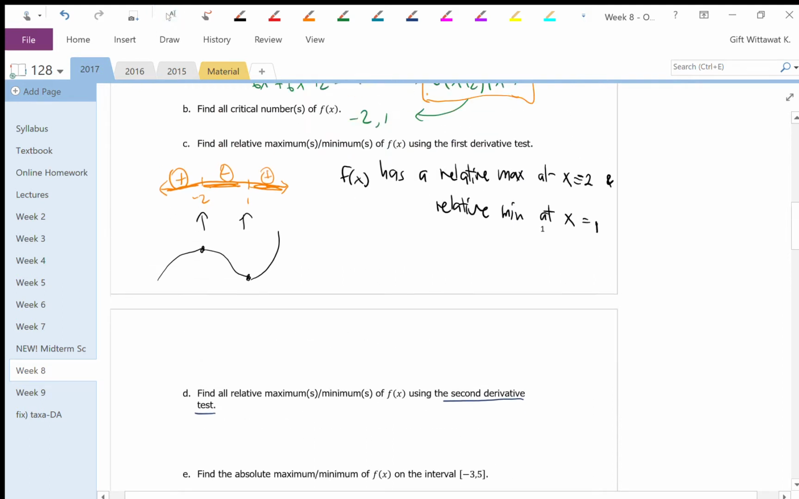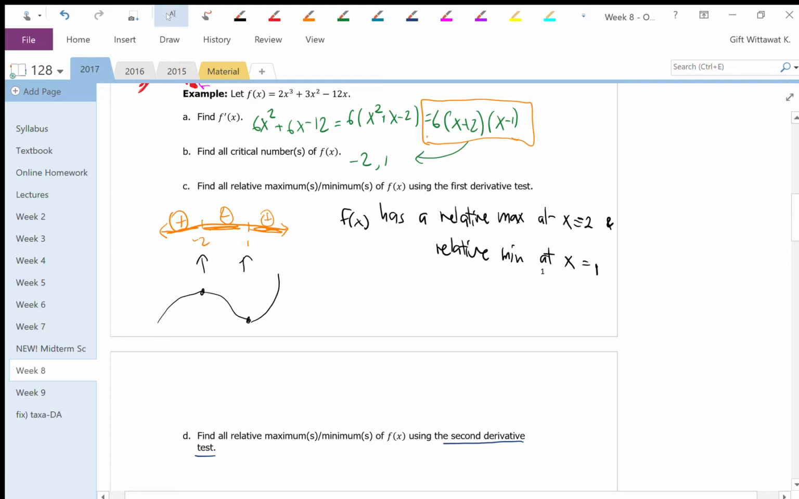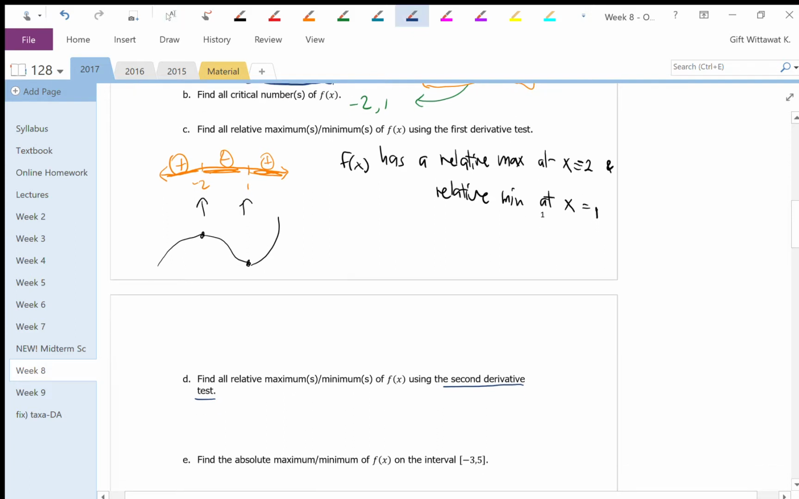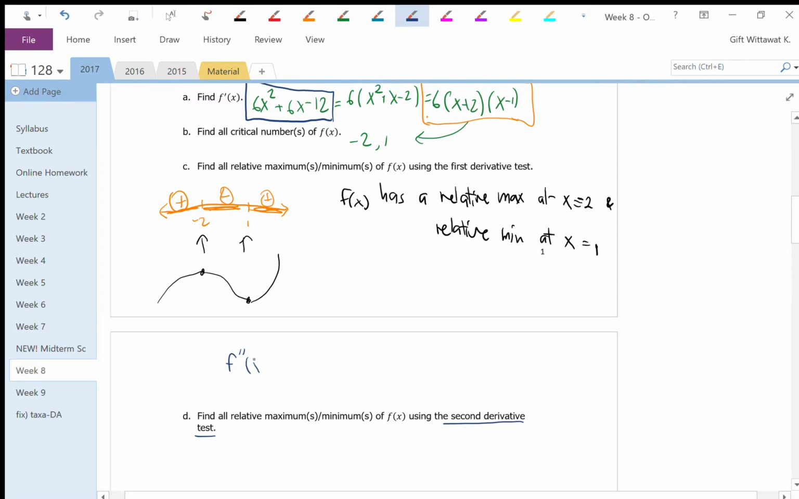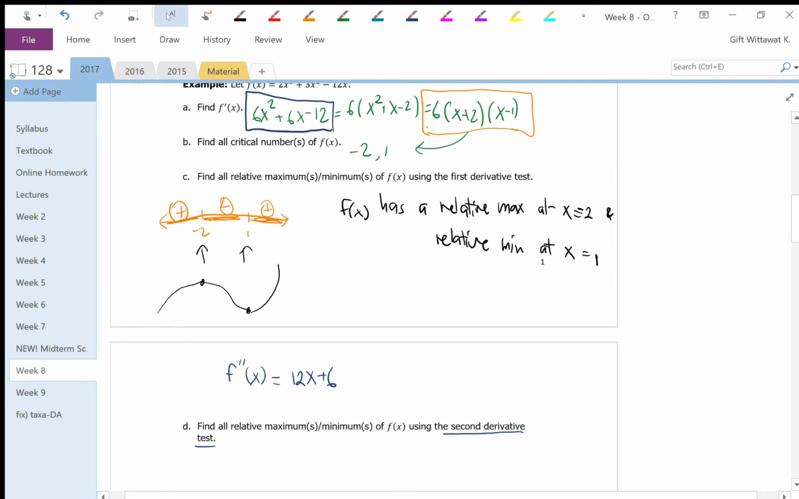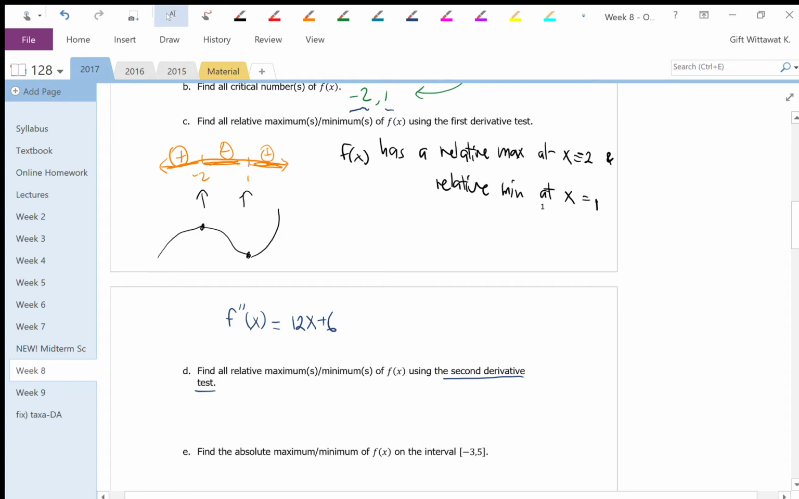So let me try that. We have already found the first derivative, which is 6x squared plus 6x minus 12. So the second derivative should be pretty easy to find. The second derivative is just 12x plus 6. So that's pretty simple. So I need to use the test when x equals negative 2 and 1.